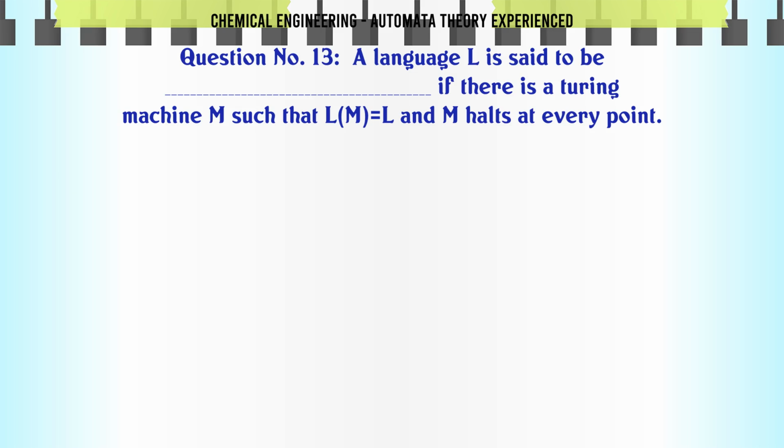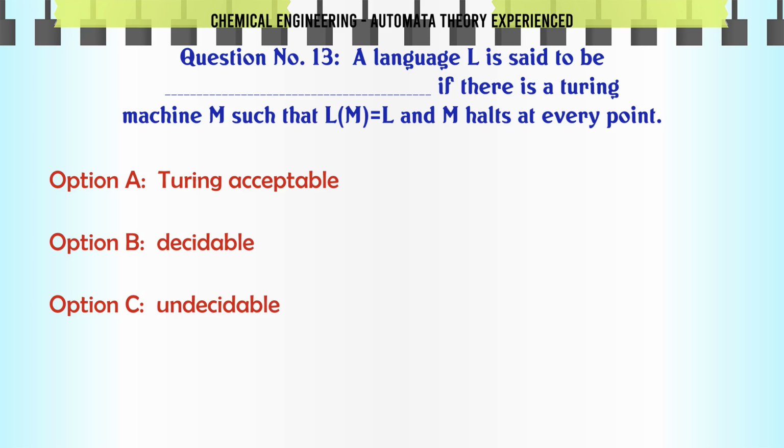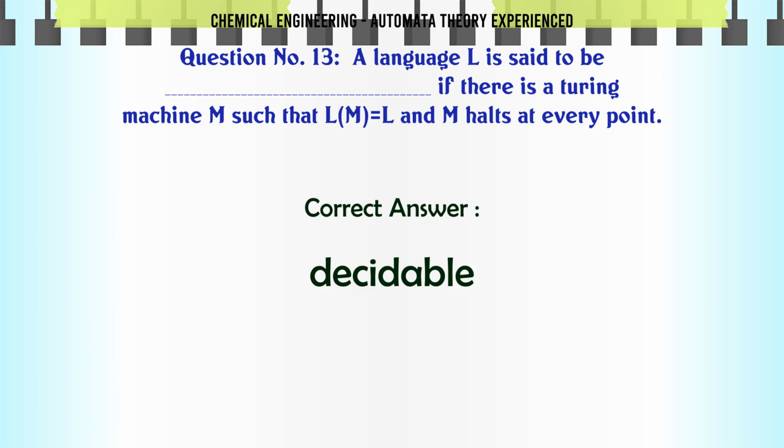A language L is said to be if there is a Turing machine M such that L equals L(M) and M halts at every point. A) Turing acceptable, b) Decidable, c) Undecidable, d) None of the mentioned. The correct answer is decidable.